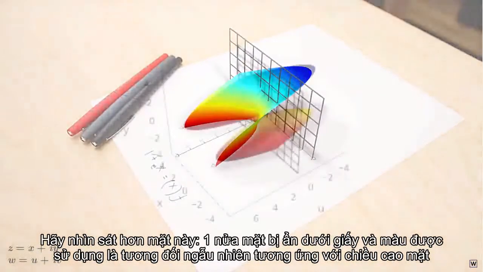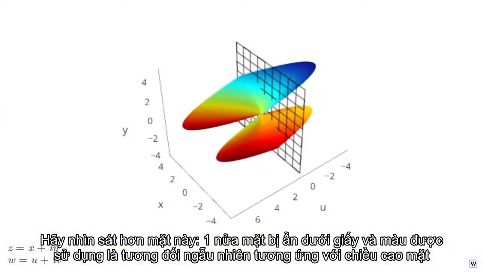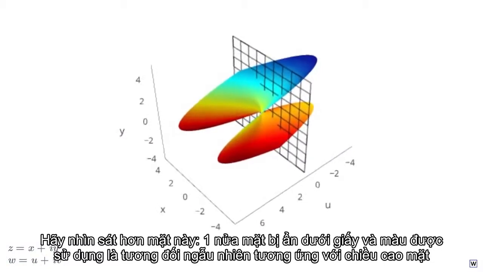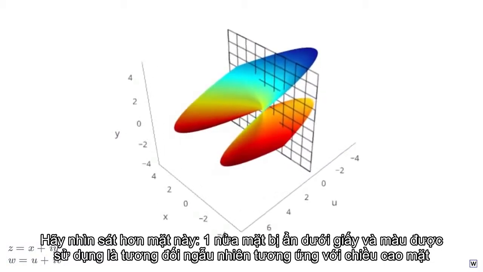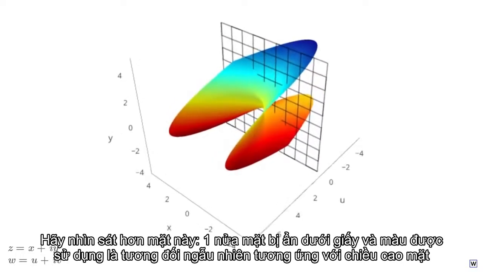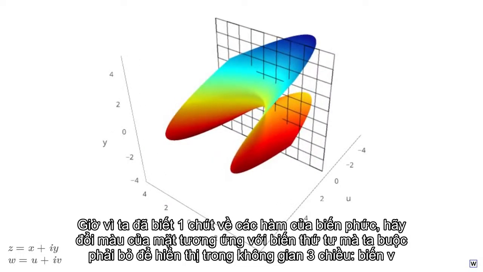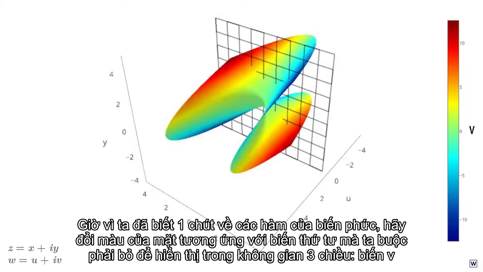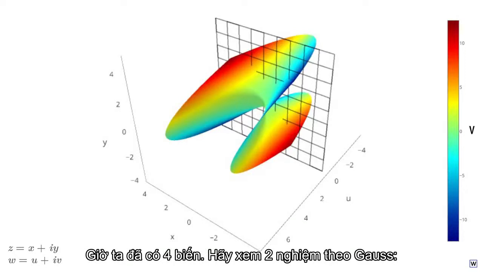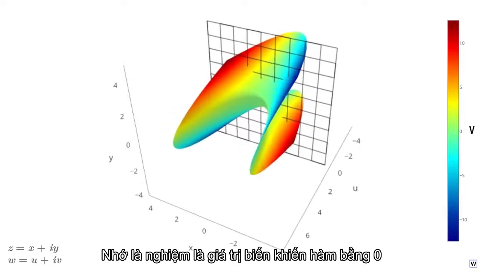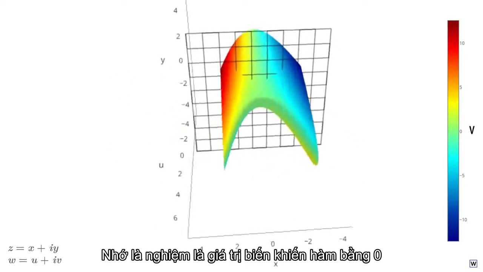Let's have a closer look at our surface. In our opening shot, half of our surface was hidden behind our paper, and the colors we used were chosen somewhat arbitrarily to roughly correspond to the surface height. Now that we know a bit more about functions of complex variables, let's change the color of our surface to correspond to the 4th variable we were forced to leave out of our 3-dimensional visualization, v. Now that we have some idea of what all 4 variables are doing, let's look for the 2 roots predicted by Gauss. Remember, roots are where the output of our function equals 0.